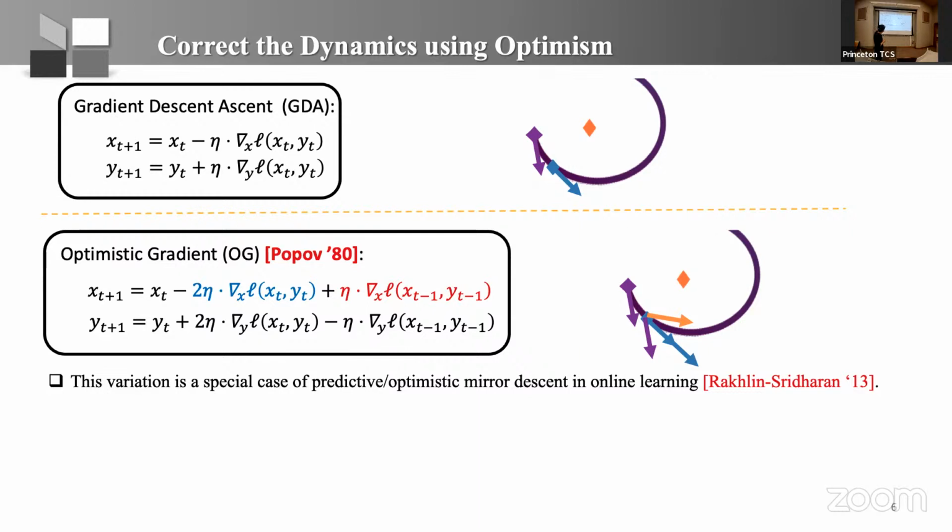For the audience who are familiar with online learning, this turns out to be just a special case of what's known as the predictive or optimistic mirror descent. If you look at the difference of the t+1 iterate and the first iterate, basically you're adding up all the gradients, except you're putting a recency bias on the gradient from just the previous round.